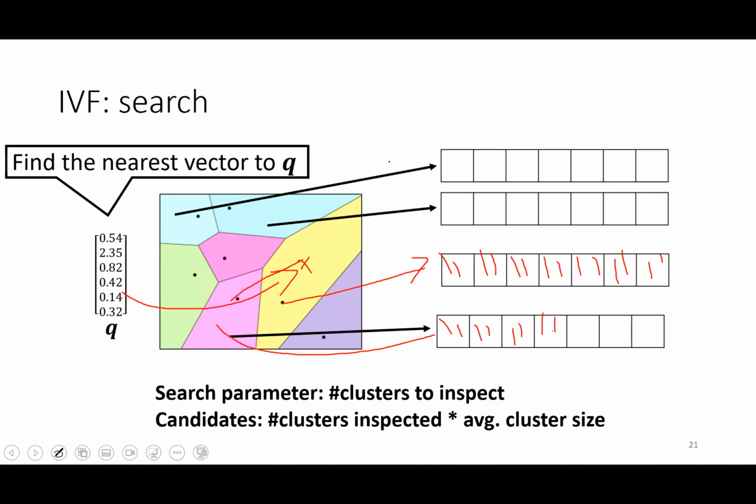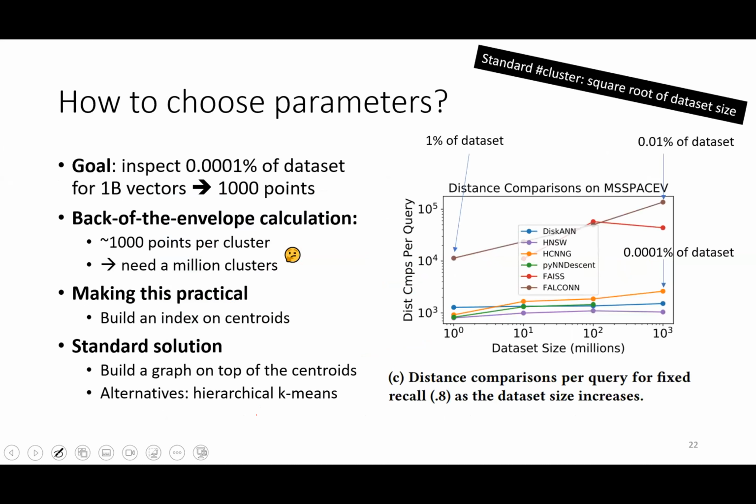Much easier to understand, in my opinion. How many points are you going to inspect? Well, how many clusters did you want to inspect, and what's the average cluster size? This is how many points you're going to expect on average. And again, as mostly happens in nearest neighbor search, this number here, the number of clusters inspected, is on you. You have to say how many clusters you want to inspect. How do you choose parameters?